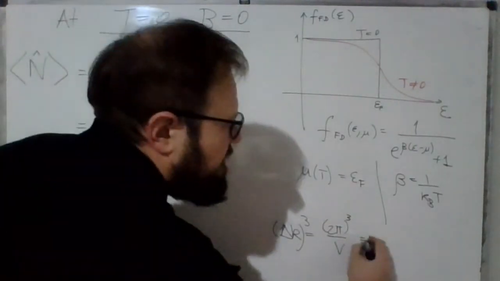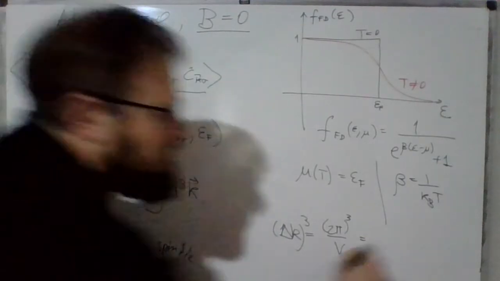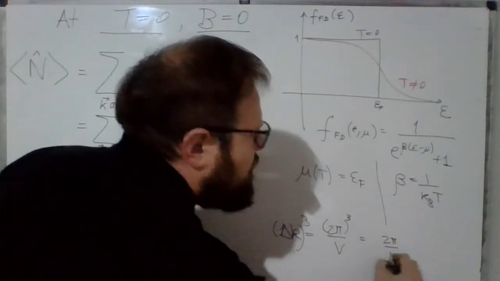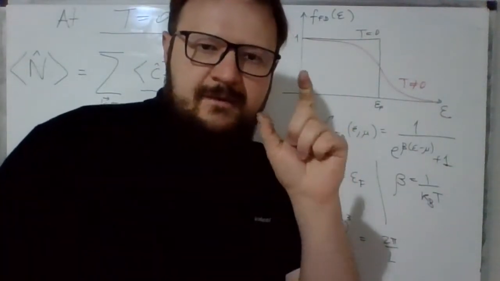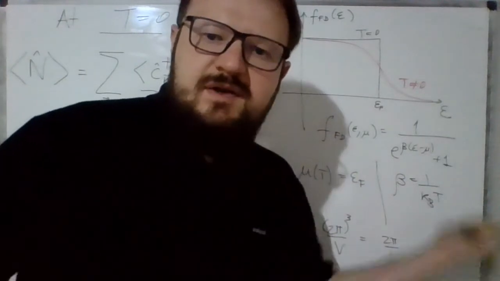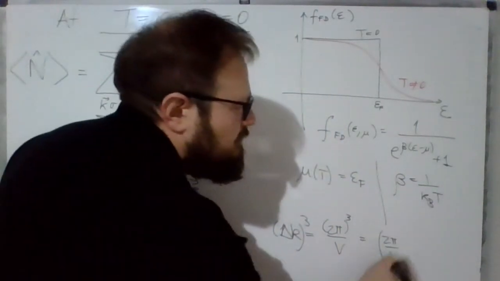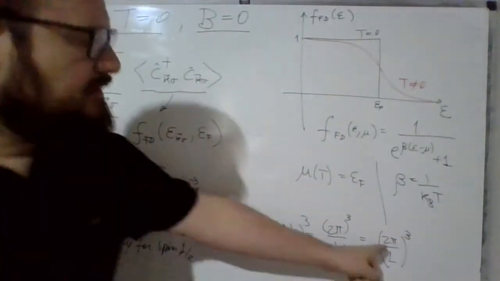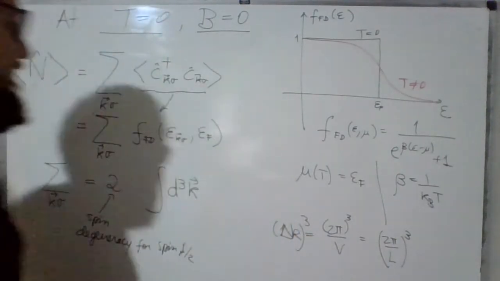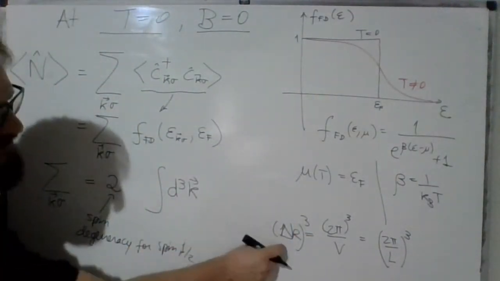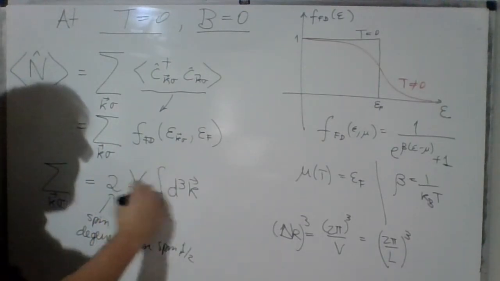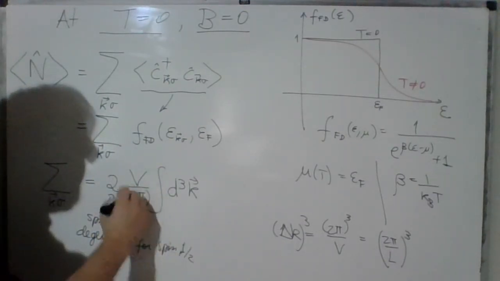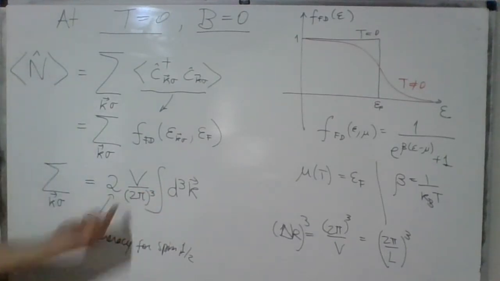because the smallest delta k is 2 pi over L, which, if you consider a cubic volume, L is the dimension of the cube. The smallest wave number is 2 pi over L. You need to cube that, all right? So L cubed is the volume of the sample. So if you divide by this delta k cubed, you'll find the factor of volume divided by 2 pi cubed here, okay? So this is it.